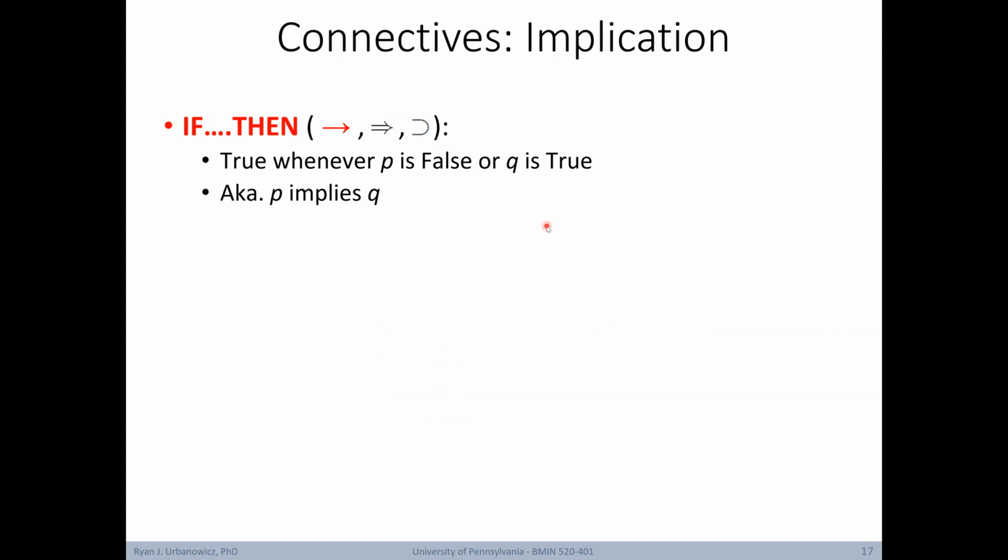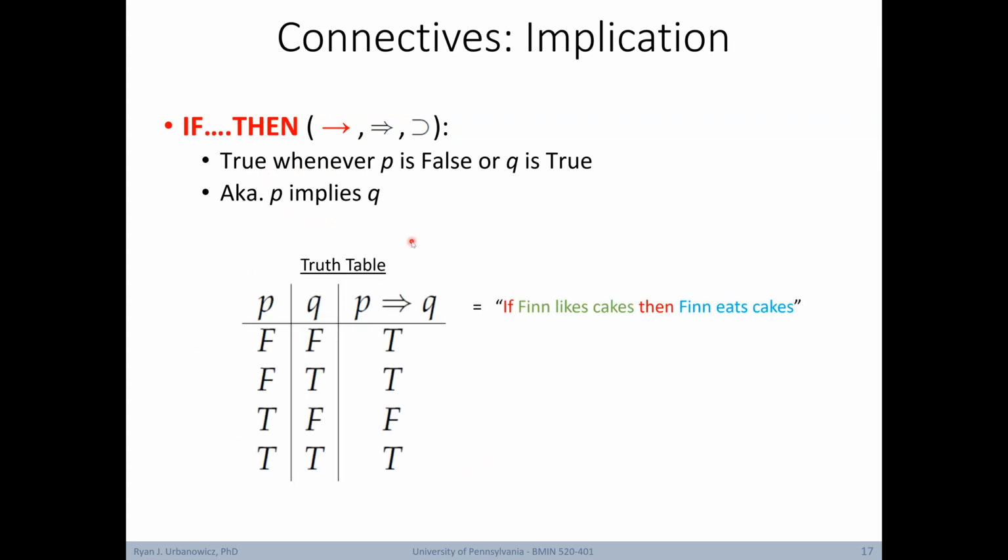Next, let's talk about the slightly more complicated connective called implication. Implication basically means if something, then something. It's represented by this arrow to the right. The implication is true whenever P is false or Q is true. In other words, P implies Q. Here's the truth table. The description of implication assumes that P is on the left. So P implies Q is true whenever P is false or Q is true. Therefore, the only situation in which P implies Q is false is when P is true and Q is false.